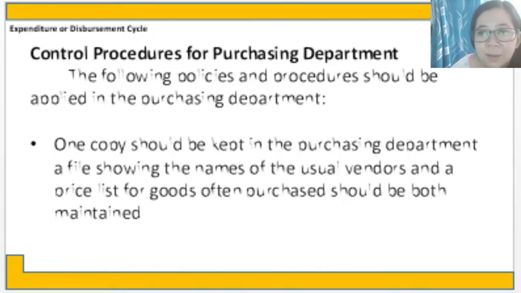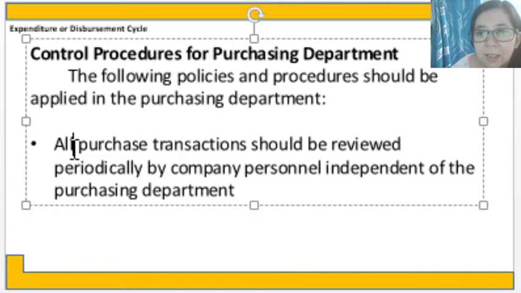Okay, so next is all purchase transactions should be reviewed periodically by company personnel who are independent and not related with the purchasing department. So again, this responsibility can be given to the internal auditors if the entity has their own internal audit department. Okay, so those are the different control procedures for the purchasing department.